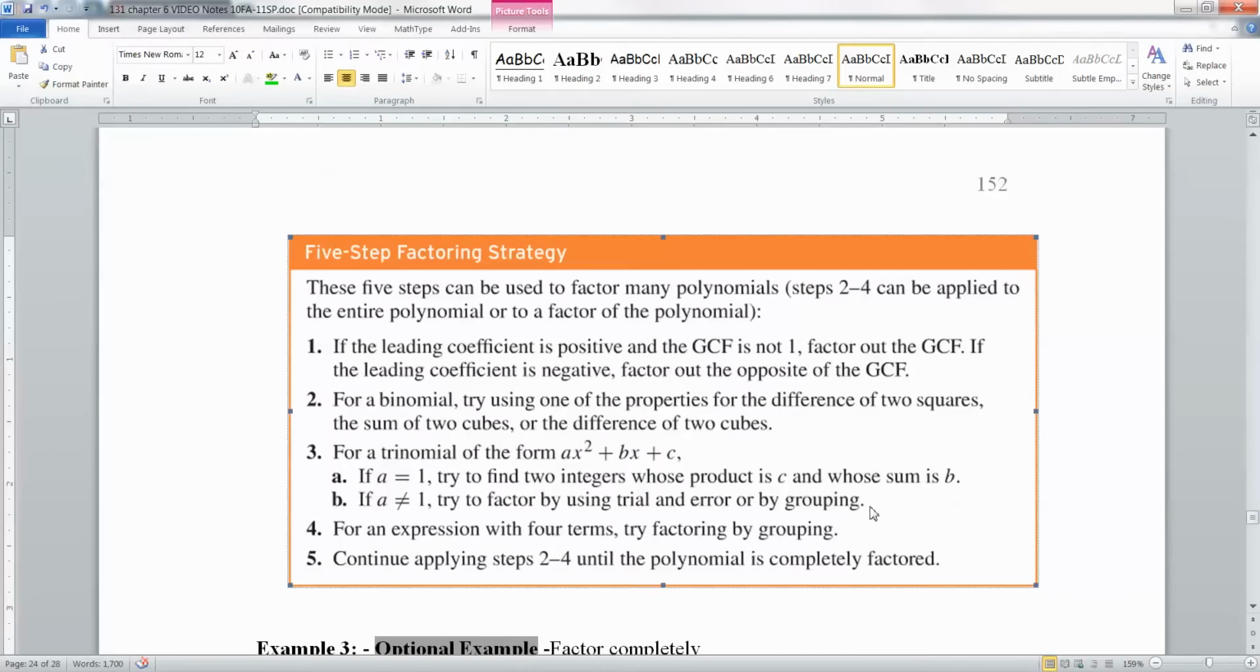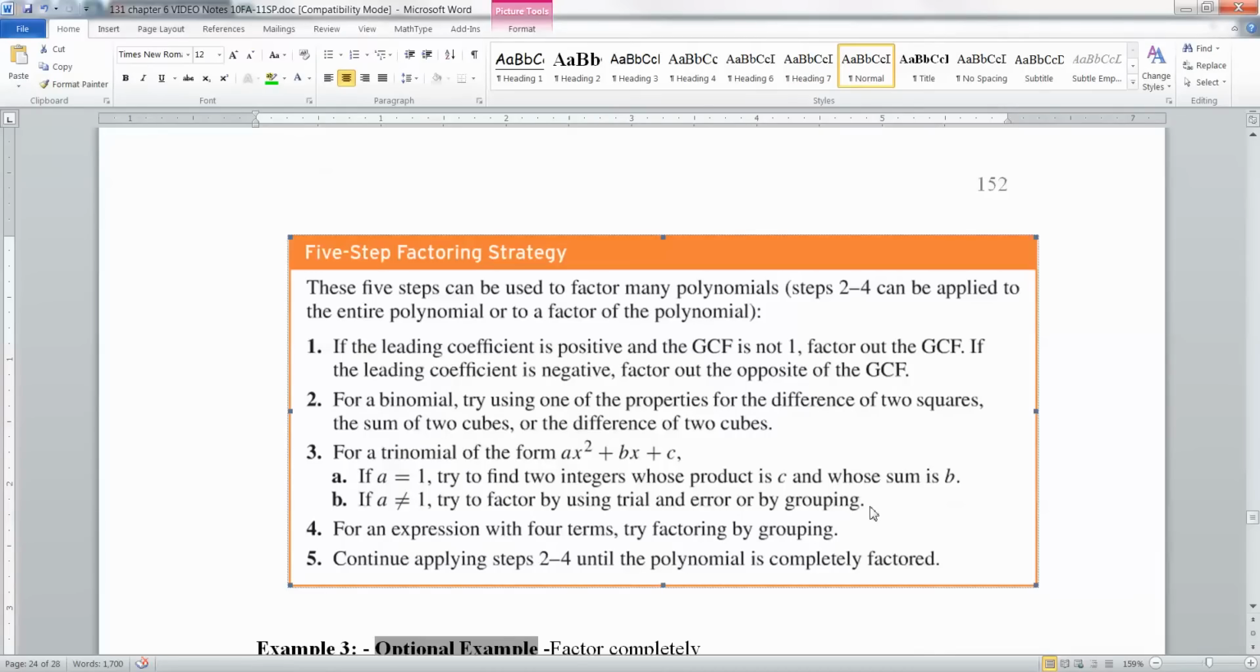This last little bit of 6.5 is really just a recap. It's a review of everything that we've gone over with factoring. So these 5 steps are what you use to factor many polynomials, and you just keep doing them and doing them over and over and over until the polynomial is completely factored.